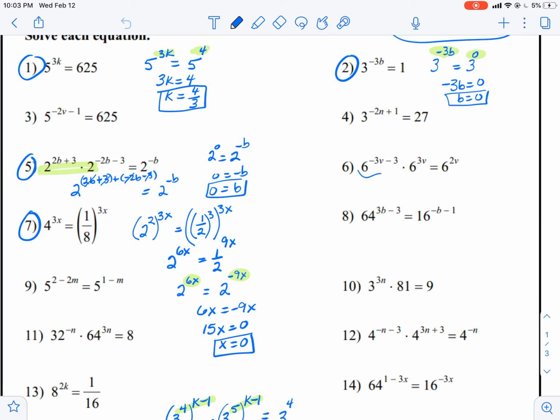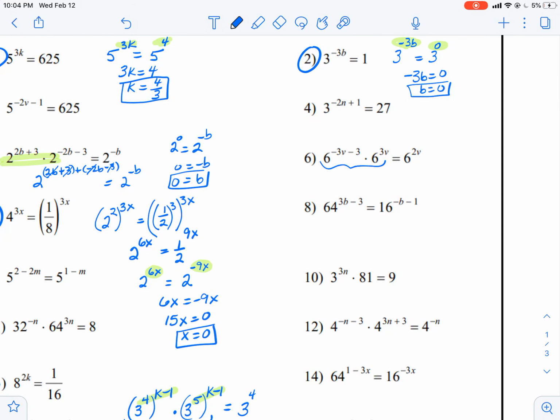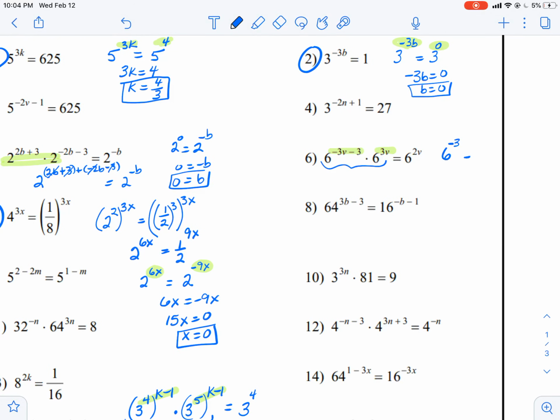So again, on this side, these are already 6s. That's great. So since it is a multiplication, remember the rule says to add the powers. And so I am going to add together my powers, and the 3b's will cancel, and so this is going to be a negative 3 left over. That's still equal to 6 to the 2v. So now that my bases are the same, my powers must be the same. So I get a negative 3 equals 2v. V equals a negative 3 halves.